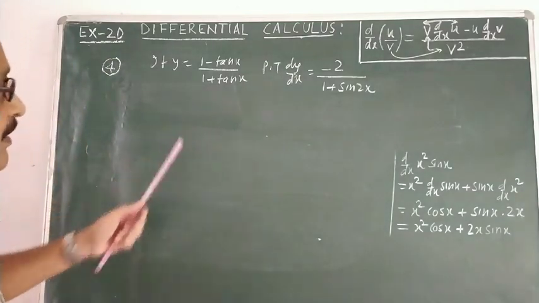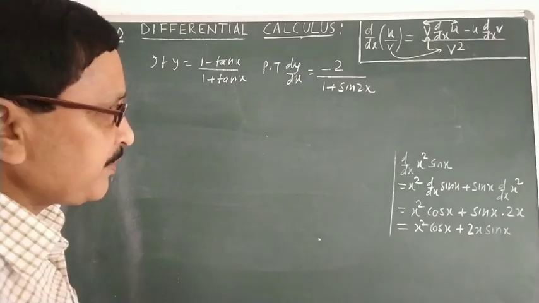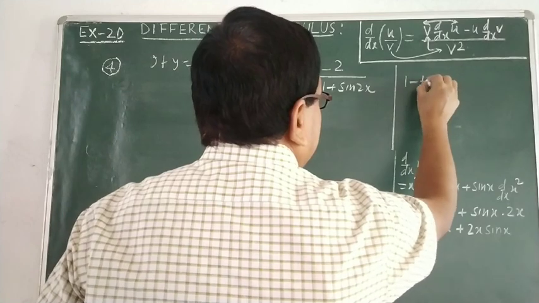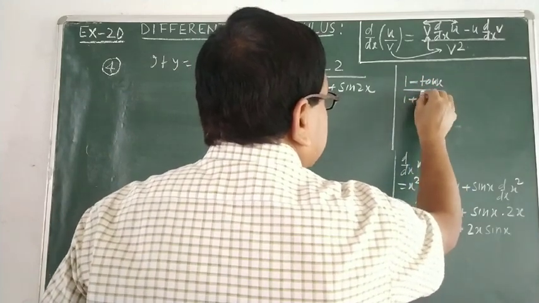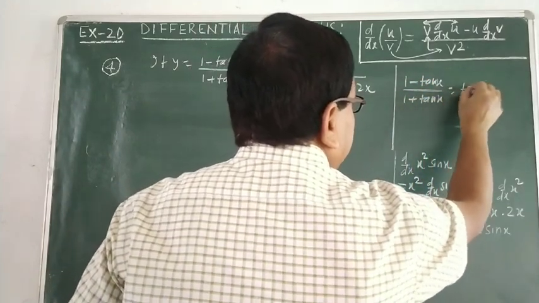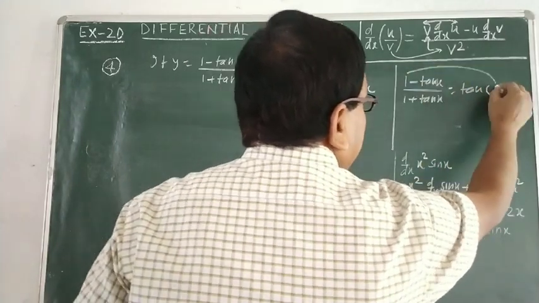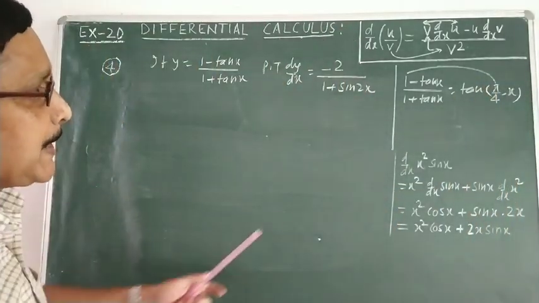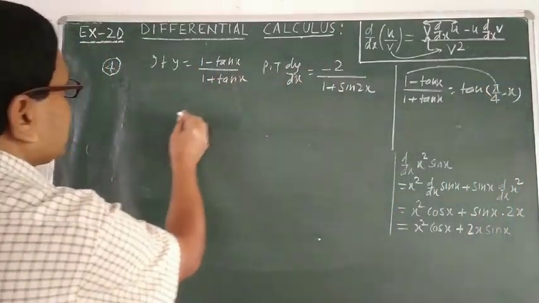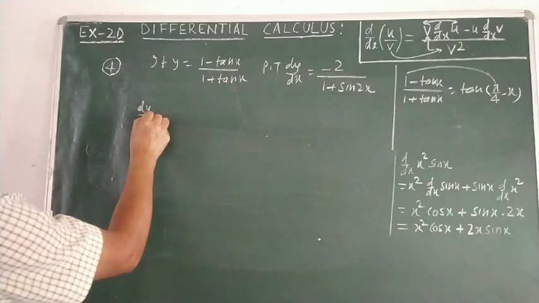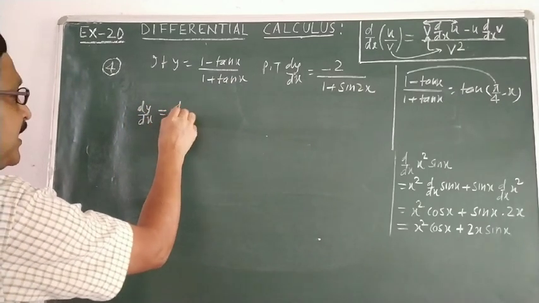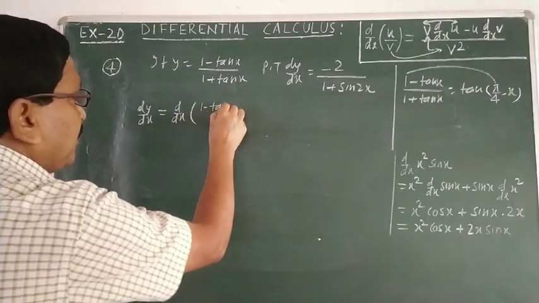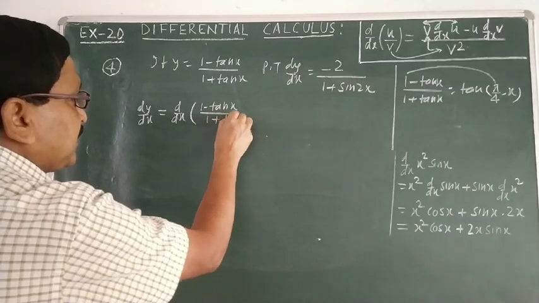Now let us start. Students, earlier in trigonometry I have told you that there is a ready-made formula for 1 minus tan x by 1 plus tan x. This is tan of pi by 4 minus x. So this is tan pi by 4 minus x. So dy by dx is equal to d by dx of, put the value of y, 1 minus tan x by 1 plus tan x.